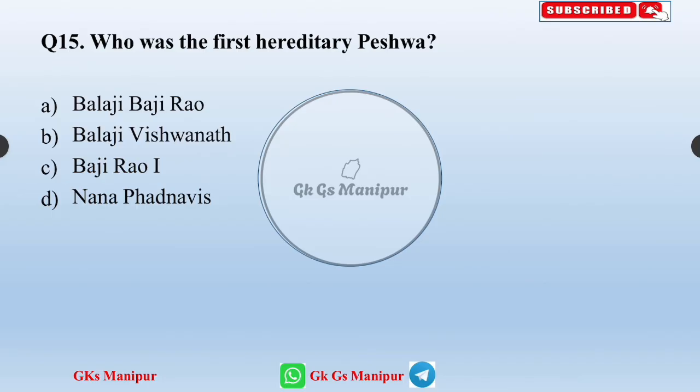first hereditary Peshwa? Option number A Balaji Bajirao 1, option number B Balaji Vishwanath, option number C Bajirao 1, option number D Nana Fadnavis. Okay, Maratha rulers, okay, Shivaji.